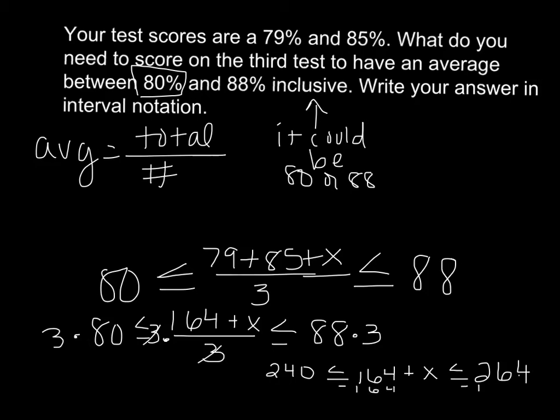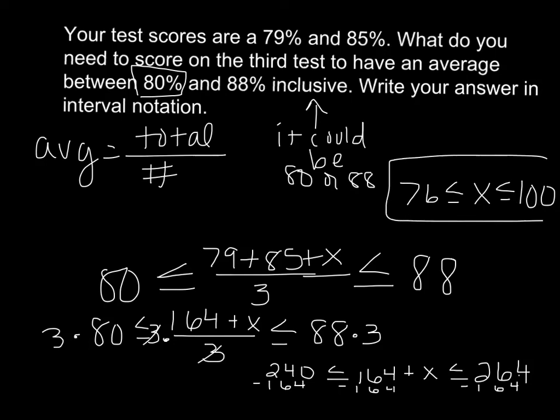Okay, now all we have left to do is subtract the 164. Sorry, this is so small. Okay, and 240 minus 164 gives you 76. I'm going to write my answer up here. Okay, 76 less than or equal to x, which is less than or equal to 264 minus 164, which gives you 100. Okay, so here is your actual answer written as an inequality. So x, your score of your third test would have to be between a 76% and a 100%. You could have a 76 or you could have 100 to get between an 80 and an 88% average in the class.